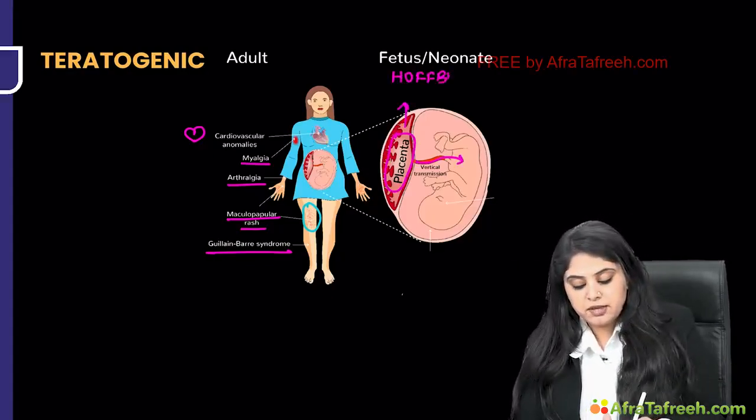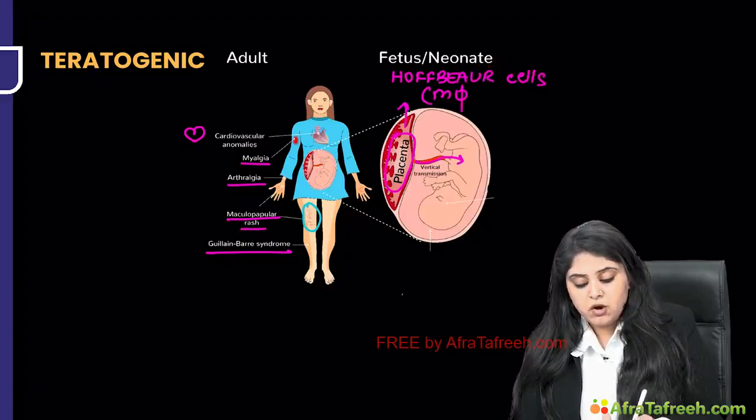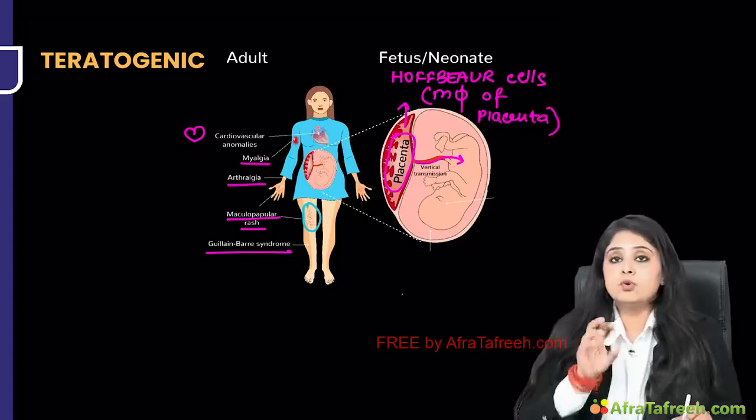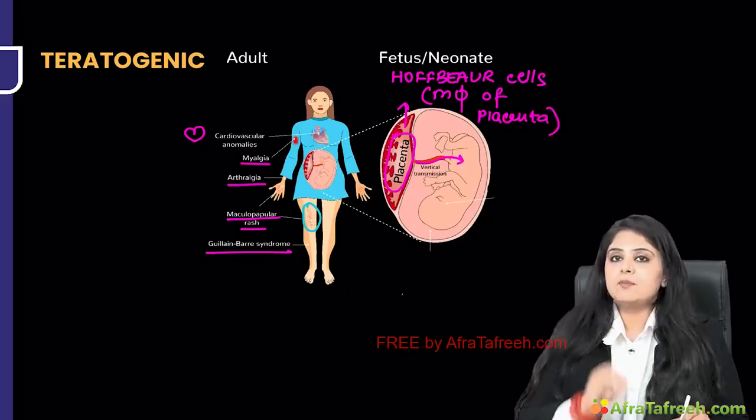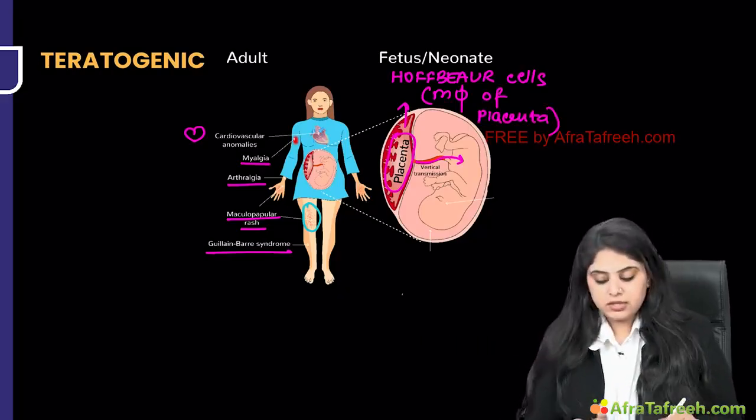Previous year AIIMS exam question, and that is the Hofbauer cells. I hope you remember from pathology, Hofbauer cells are nothing but the macrophages of the placenta. That is how it's going to go and sit over there, and from there it will go into the child. So what all can it cause in the child?